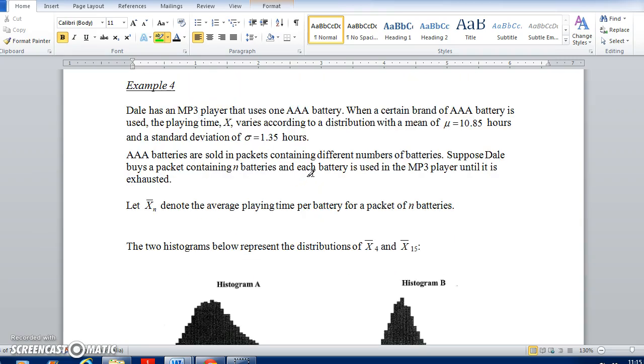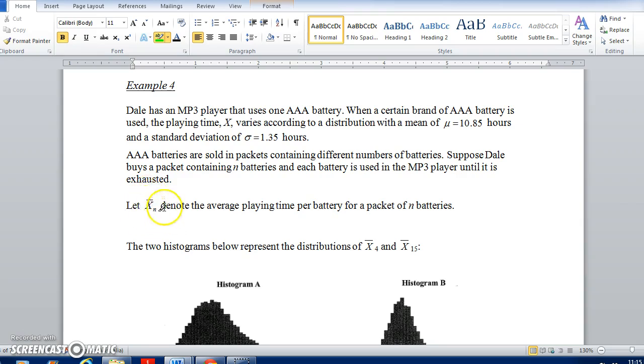This is a question about batteries. So Dale has an MP3 player that uses one AAA battery. When a certain brand of AAA is used, playing time varies according to the distribution, with a mean of 10.85 and a standard deviation of 1.35. So they're sold in packets containing different numbers, and Dale buys a packet containing N, and each battery is used in the MP3 player until it's exhausted.